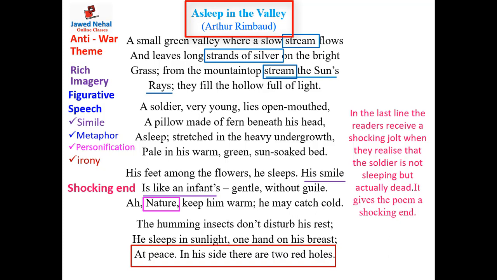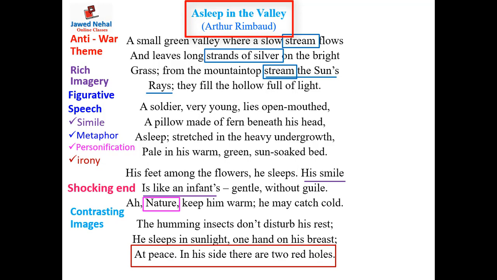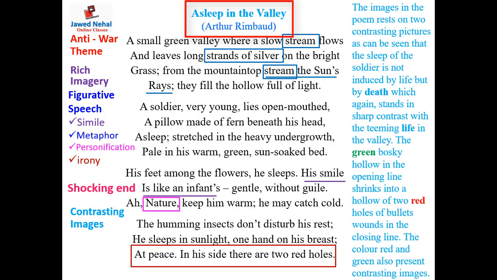Now, one interesting thing about this poem is that it has contrasting images. We find that most images used in the poem are contrasting in nature. For example, the green deep hole of the valley in the opening line shrinks into a hollow of two red holes of bullet wounds in the closing line. Again, the colors red and green are also contrasting. The sleep of the soldier in the poem is not induced by life but by death. The soldier, looking pale and discolored, also stands in sharp contrast with the abundant, colorful life that exists in the valley.